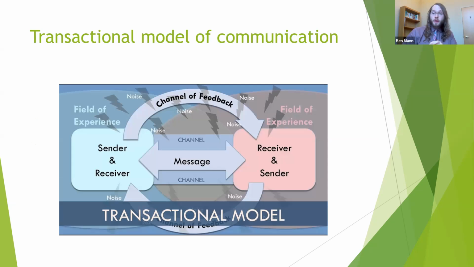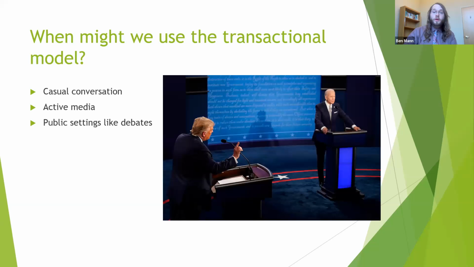And the transactional model says that we are both senders and receivers at the same time, that we're giving feedback and responding to one another, and we're not alternating between sender and receiver. We're both, and we're using both of those to make sense of messages. We use the transactional model in casual conversation.